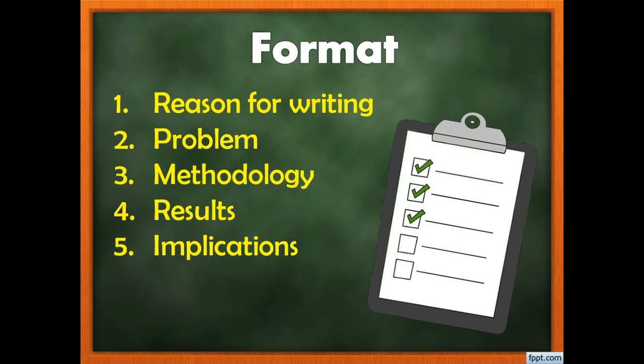Now that you already know the importance of writing an abstract, let's move on to the format of an abstract. The format of your abstract will depend on the discipline in which you are working. However, all abstracts generally cover the following 5 sections. First one is the reason for writing. So you're going to answer, what is the importance of your research? Why would a reader be interested in the larger work?